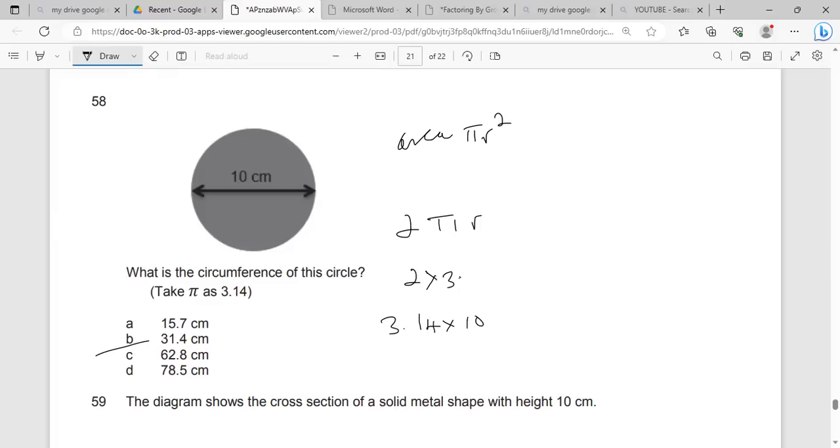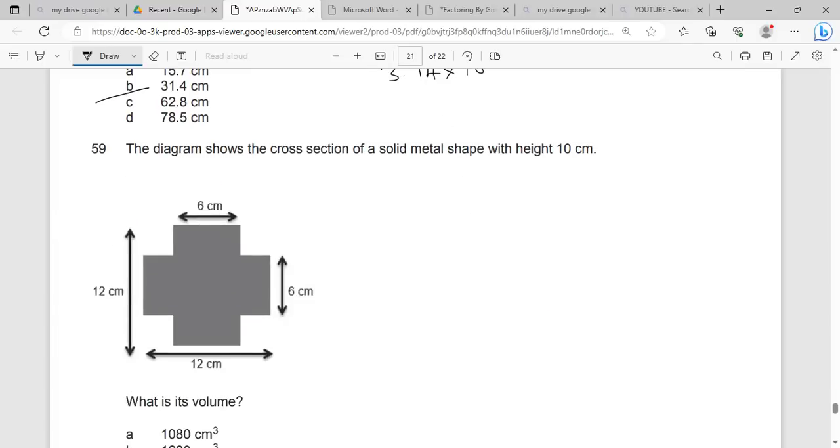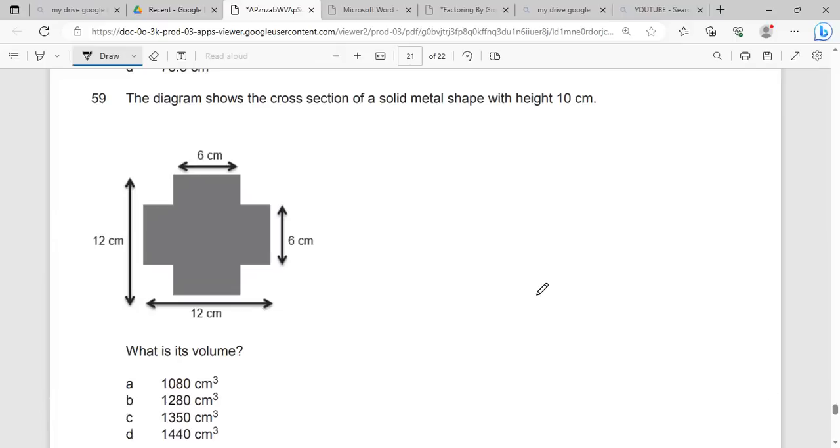All right, 59 now. The diagram shows a cross section of a solid metal with height 10. What is the volume? All of this is 12. I'm not going to split it up. Here's 6. That means between this is 3. 3 and 6, 9. This is 3.